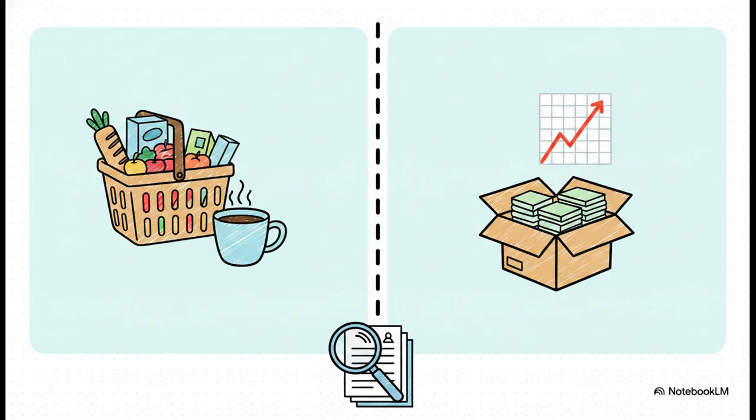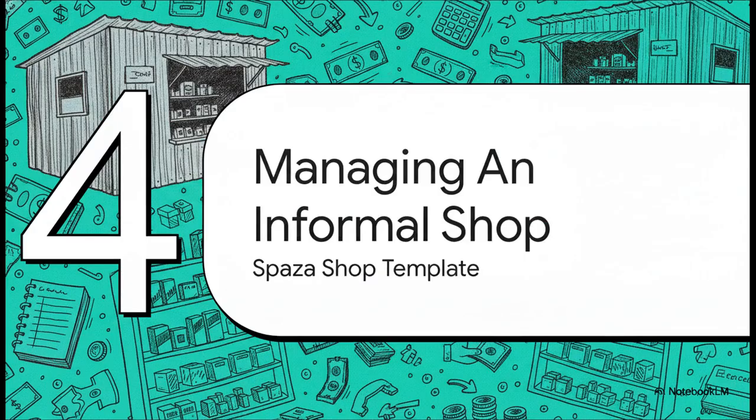Segregating your active trading turnover from your domestic consumption is exactly how you perfectly align with South African tax reporting requirements. It means you can actually scale your business without losing that pristine audit-ready clarity. Moving on to Section 4, managing an informal shop.